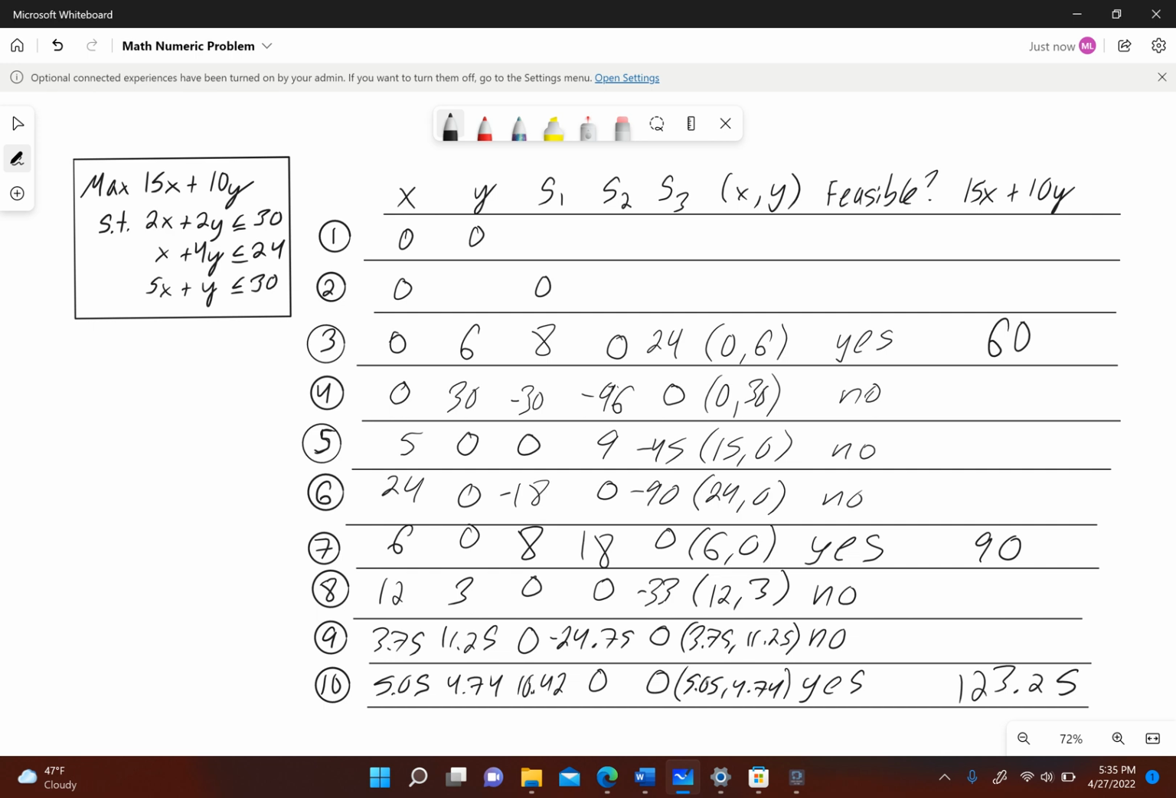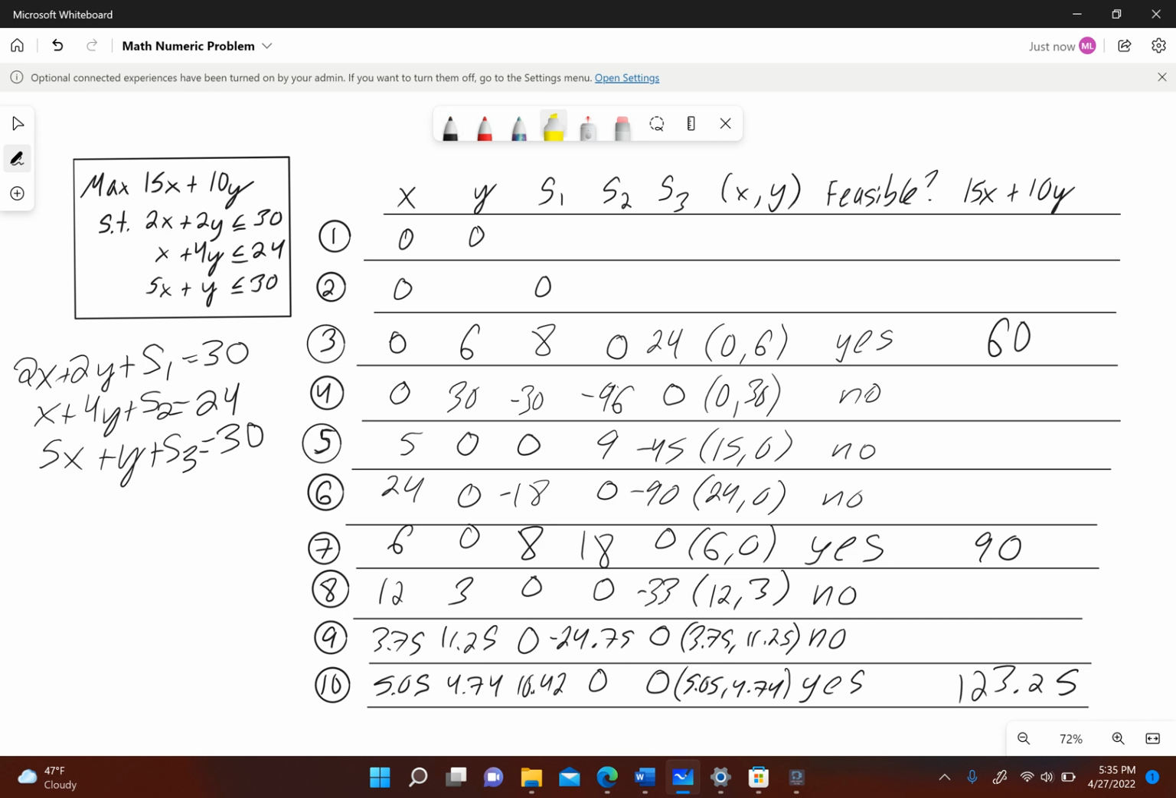So the first step that you're going to want to do is figure out how many substitutions you have to make into the problem. For the first one, you're going to look at 2x plus 2y, and then add in your first slack variable, so that'll be s1 equals 30. Then for your second, it's going to be x plus 4y plus s2 equals 24. And lastly, 5x plus y plus s3 equals 30. The letter equals you don't have to worry about in this case, just because it's for this method.